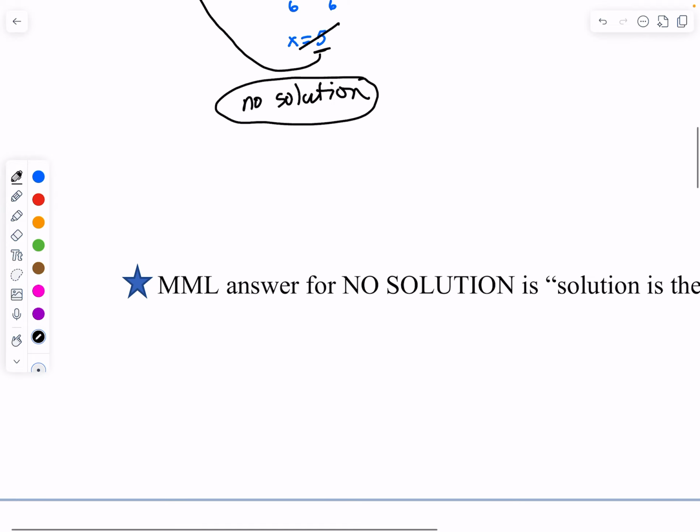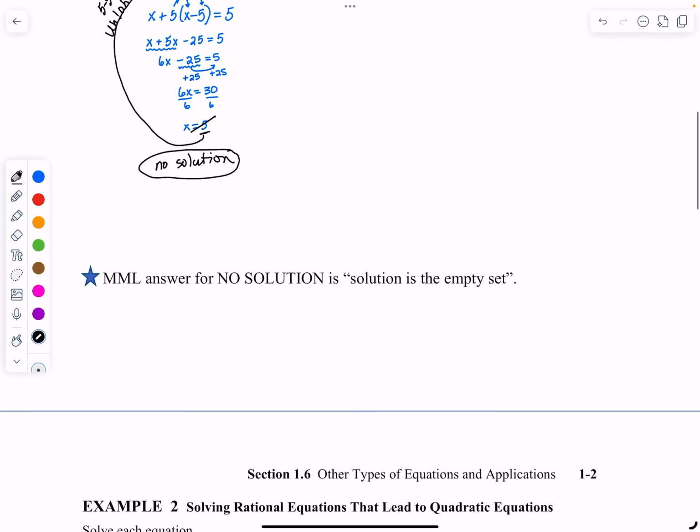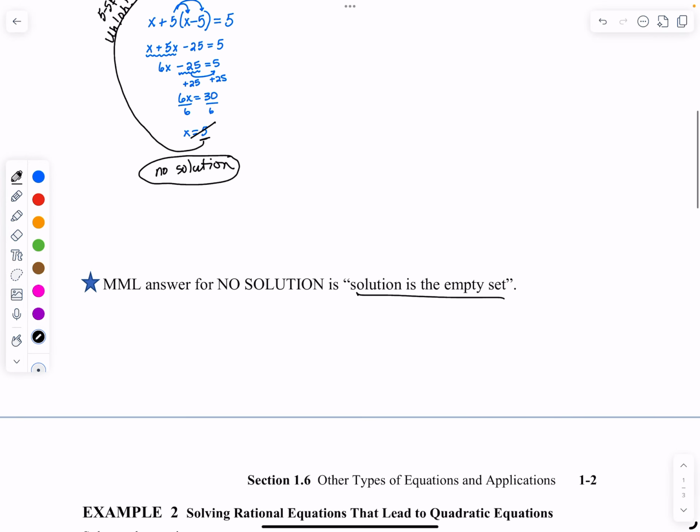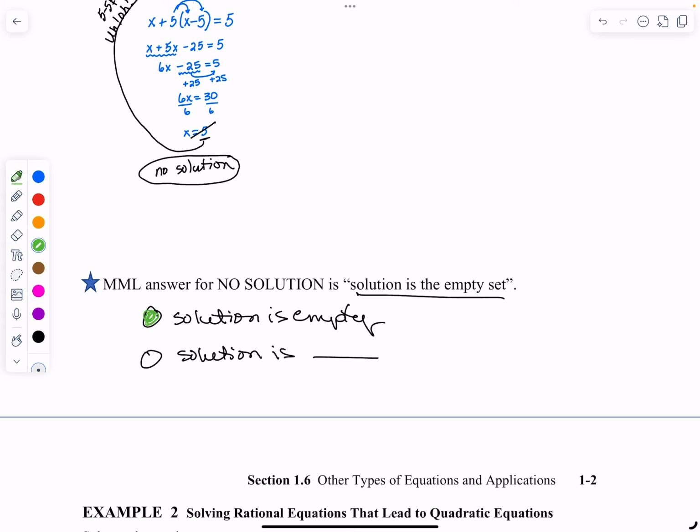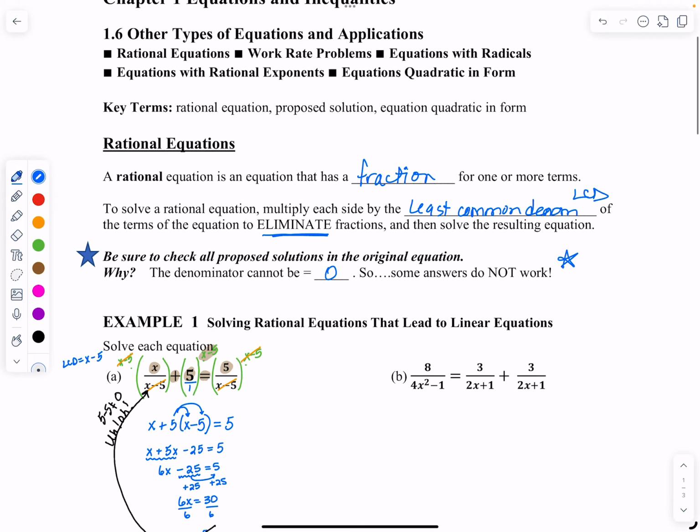Anyway, my lab doesn't say no solution. They say the solution is the empty set. Okay, so there'll be like a dot there that'll say the solution is the empty set. And then they'll have some other dots that say solution is, and it'll give you a blank. Okay, so you're just going to fill in the solution is the empty set for that one. All right, let's go back to the next one.